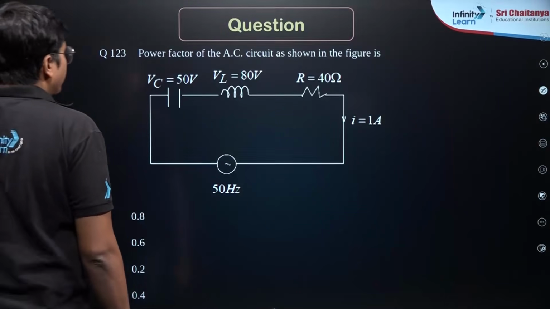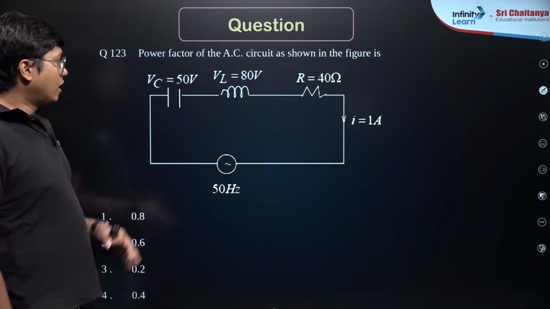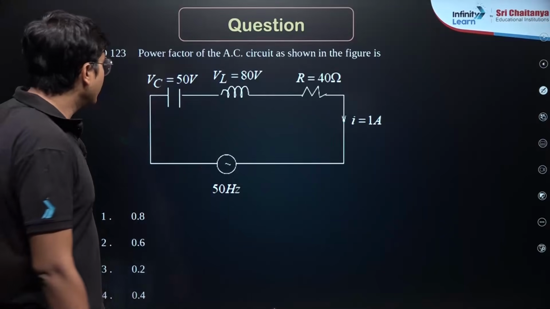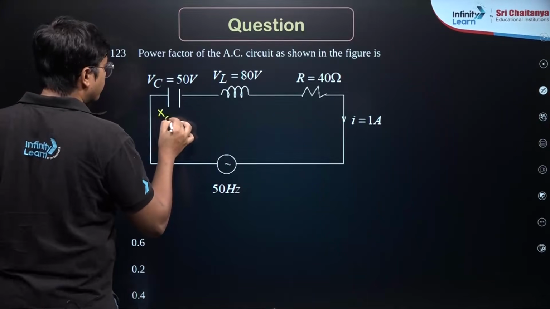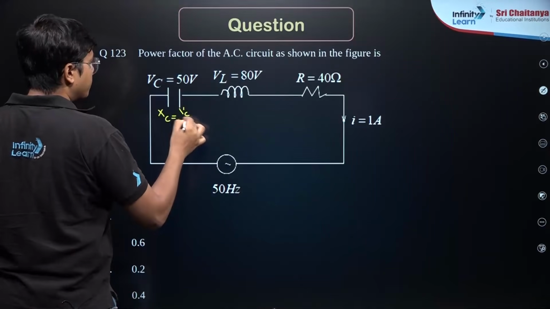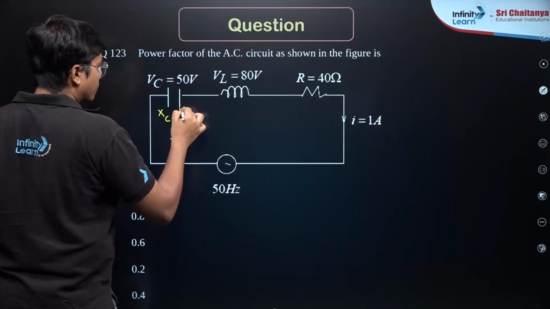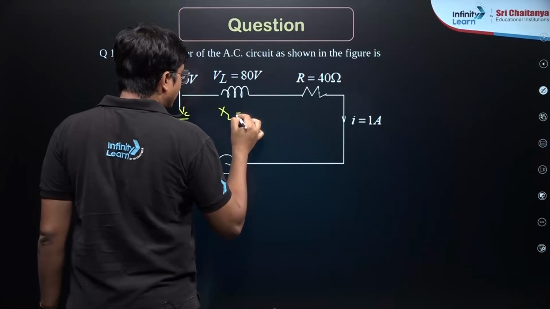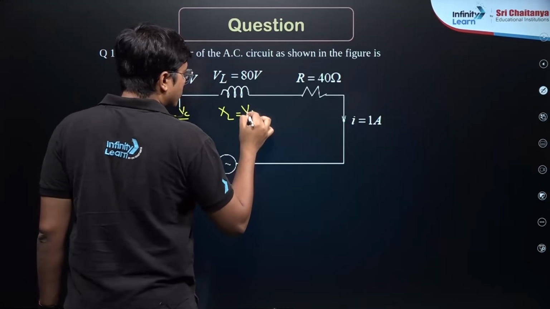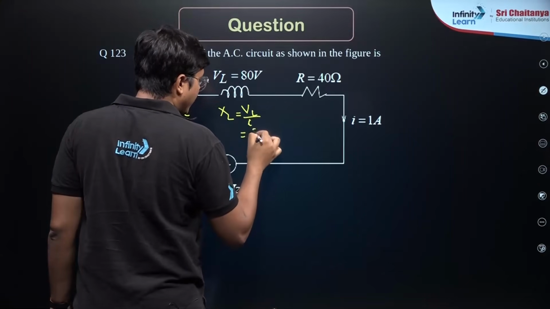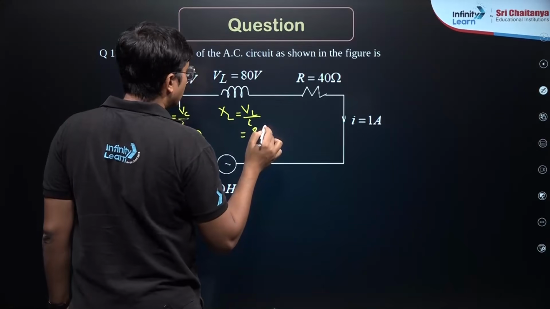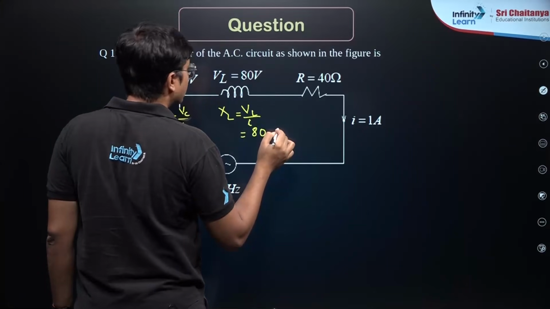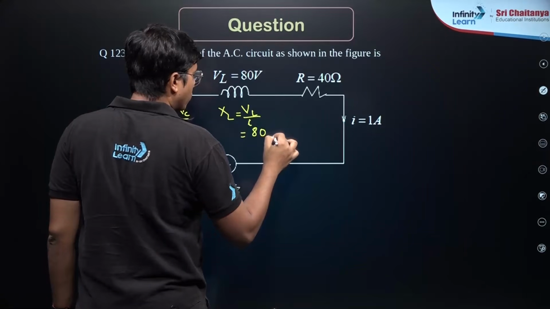Okay. This says power factor of the AC circuit is how much? So where VC is given, current is given. Okay, I can find the XC. XC is VC by I, which is basically 50 ohms. This way I can find what is XL. XL is also VL by I. That will give me 80 ohms. Right? Yeah. This is going to give me 80 ohms.